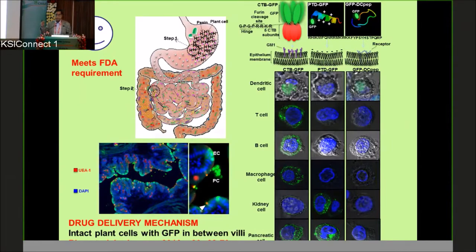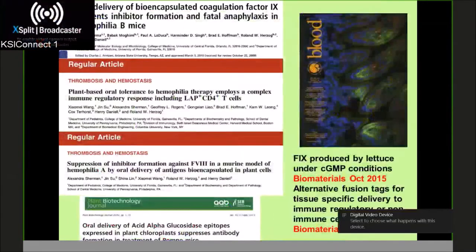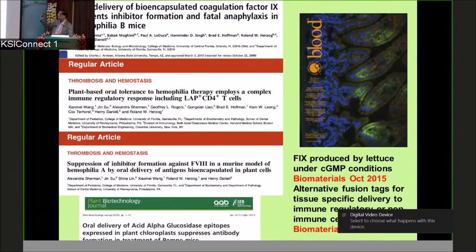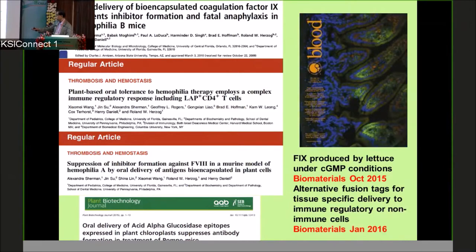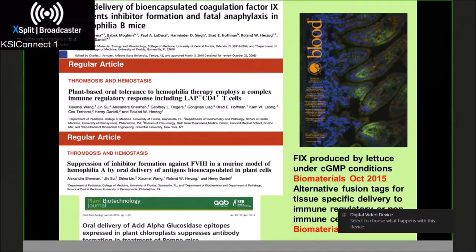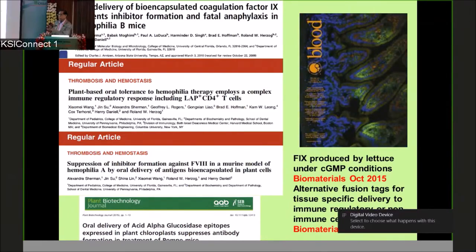So the tags help them cross the gut epithelium. So three different steps are accomplished here. So that's the entire drug delivery concept. So a lot of applications, quite a lot, have been advanced to the clinic, from clotting factors to hypertension and all of this. In the interest of time, I'll just give you a couple of examples here.